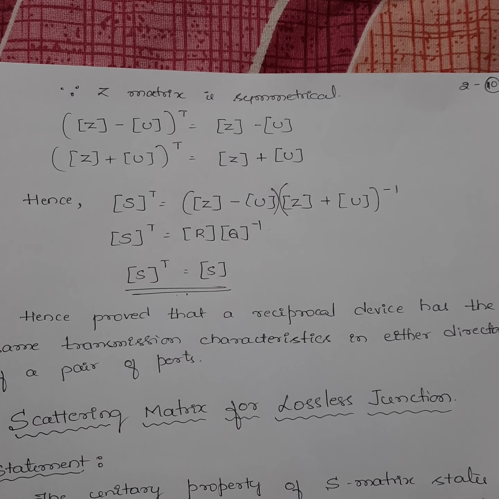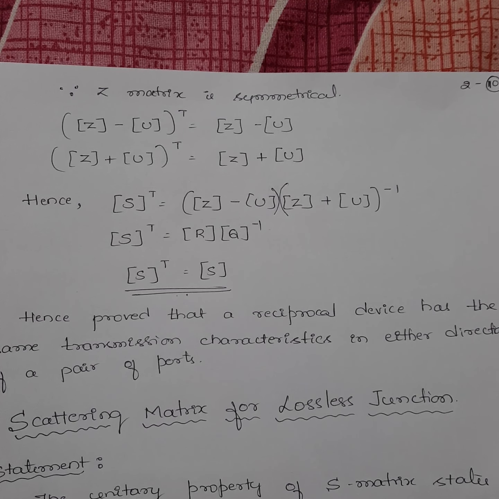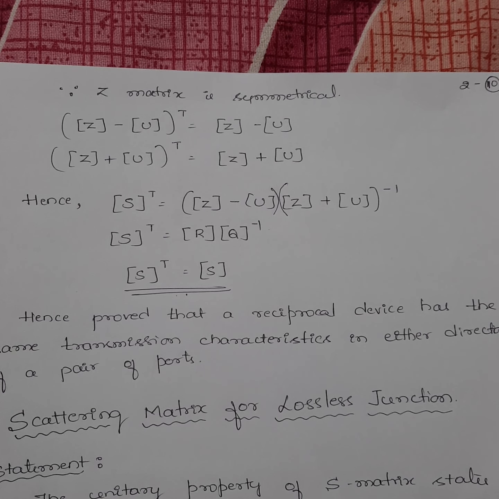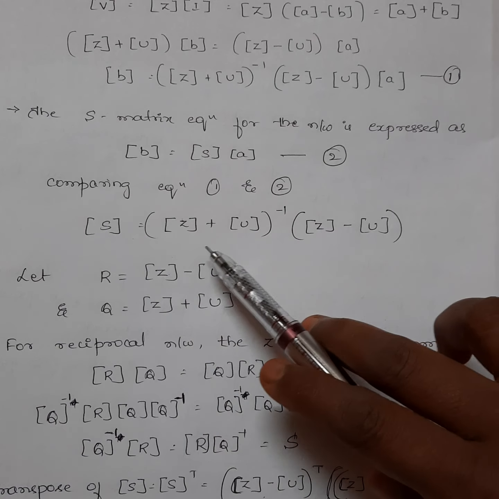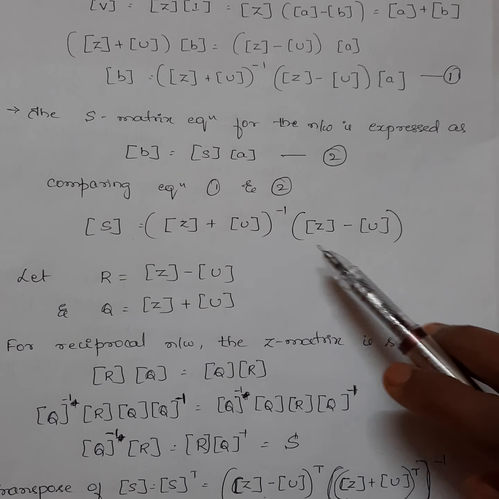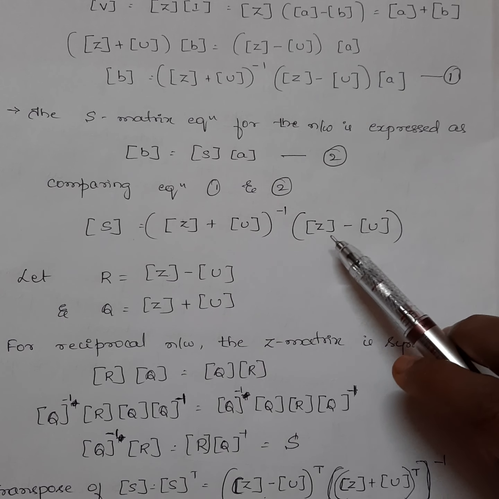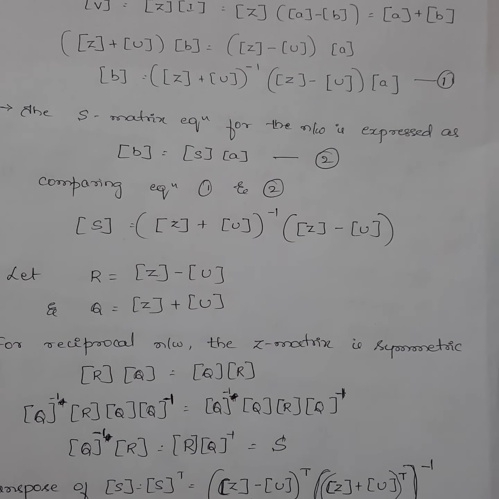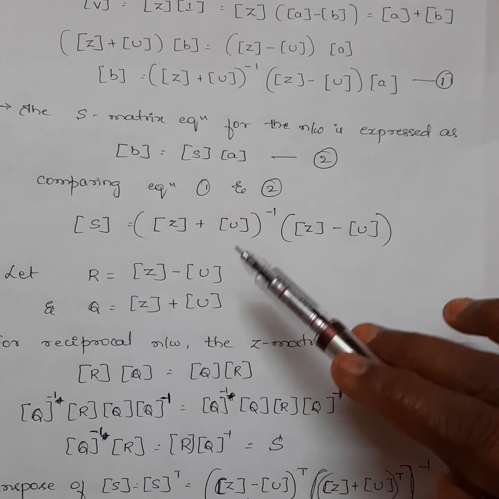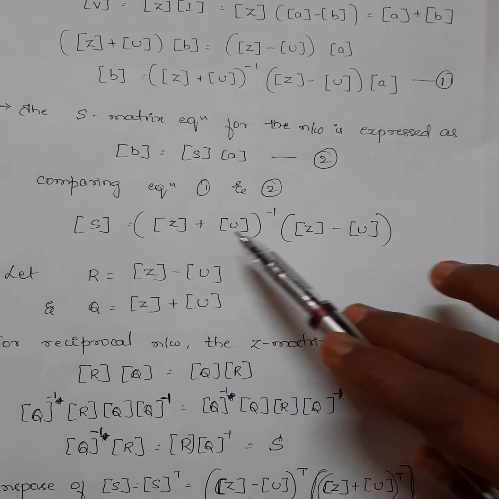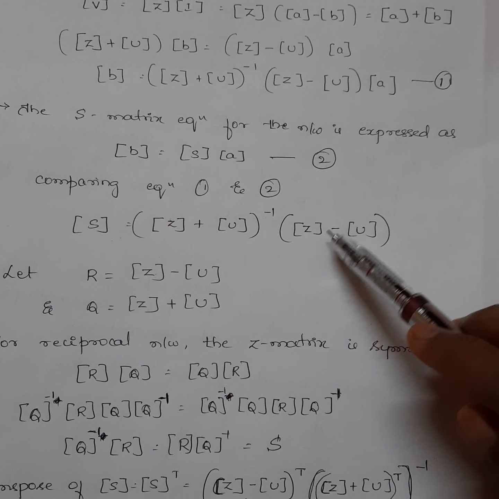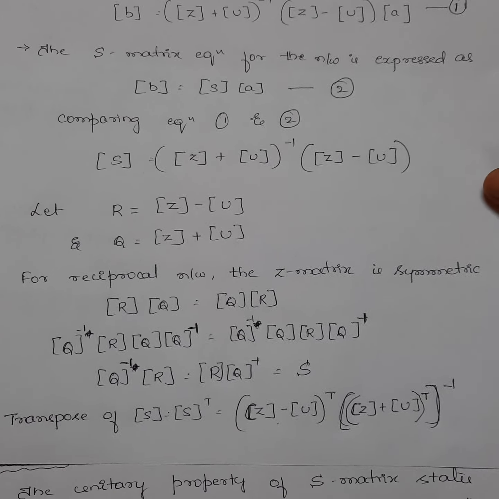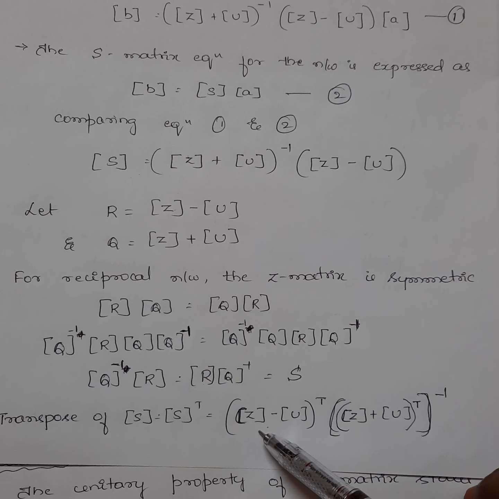Okay, so we have proved that a reciprocal device has the same transmission characteristics in either direction of a pair of ports. What was S here? S is Z plus U whole inverse into Z minus U. So if we take S transpose, it is going to be Z plus U transpose whole inverse into Z minus U transpose. That is what we have written here.